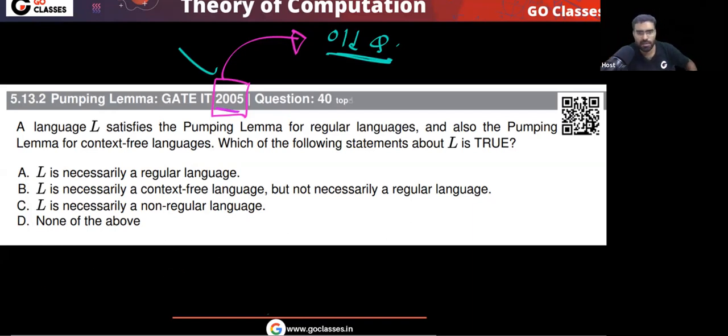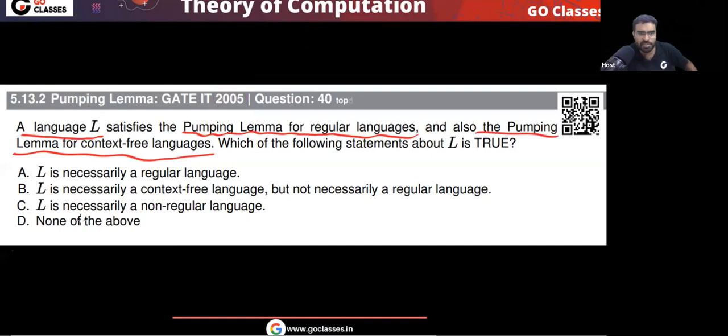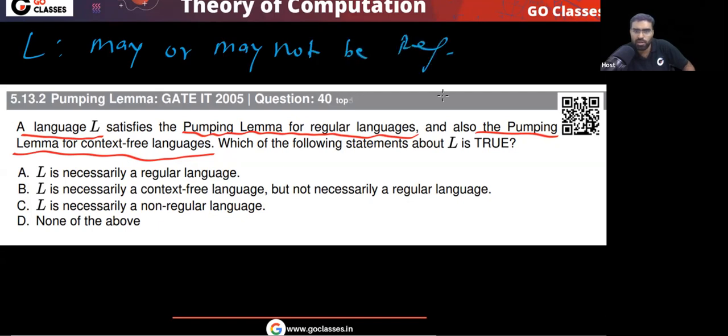Tell me, for this GATE 2025, what is the answer? L satisfies pumping lemma of regular languages. Can you say L is regular or non-regular? L satisfies pumping lemma for regular languages. Can you say L is regular or non-regular? We cannot say. L may or may not be regular.